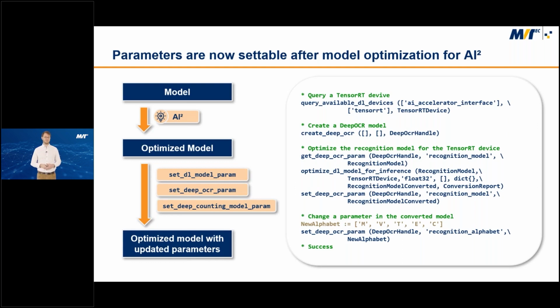So for example, in this small code snippet, you create your Deep OCR model and push it onto TensorRT, so you optimize the model for inference, and the recognition model in this case. And after this optimization has been done, the set Deep OCR param for the recognition alphabet that you might want to change works. So you can just set the parameter after the optimization. For a complete list of which parameters you can set, you can check out our documentation because it's too much to mention here.